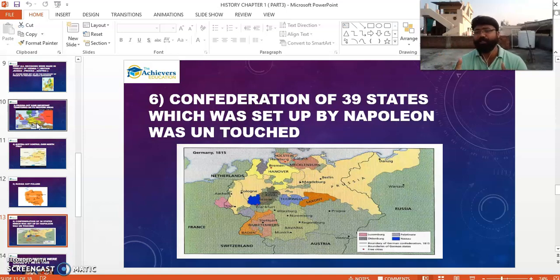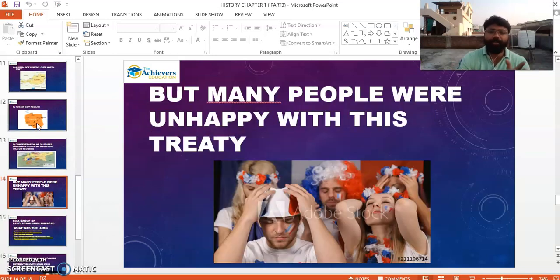But as you see today, many of the states which are there now have been converted into, or have been allied with, many of the important states. Now, moving forward again, many of the people were not happy with this treaty.